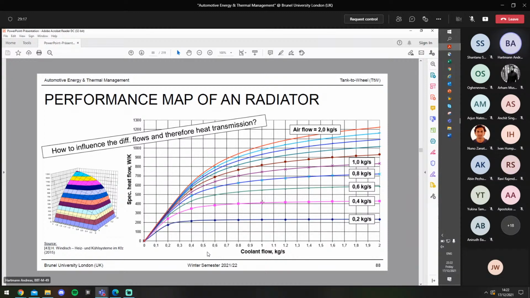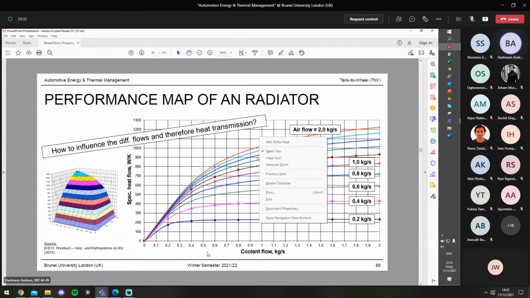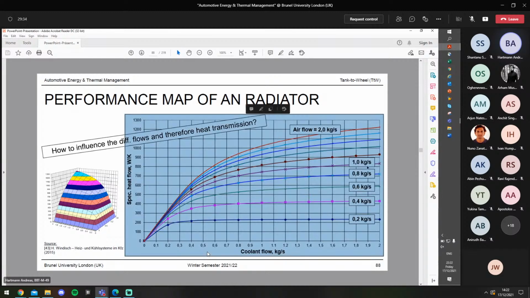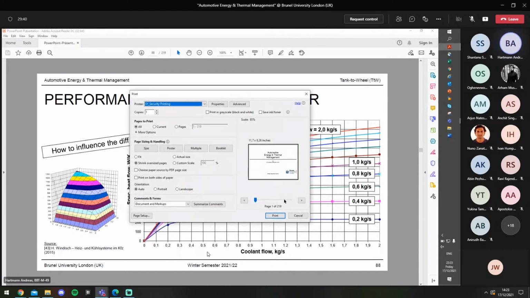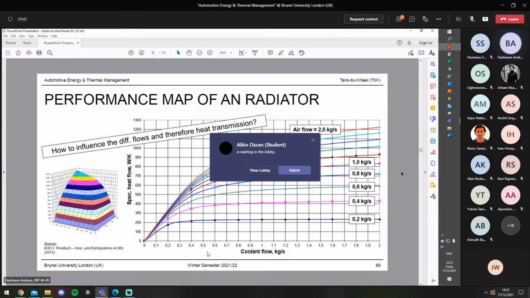Yeah, very good. Thank you very much. So as you can see, if we increase the coolant flow, which could be done by the coolant pump, we cannot achieve a way better heat transfer. But if we increase, as you just mentioned, the airflow, then we can for sure raise the power of the radiator in this case.